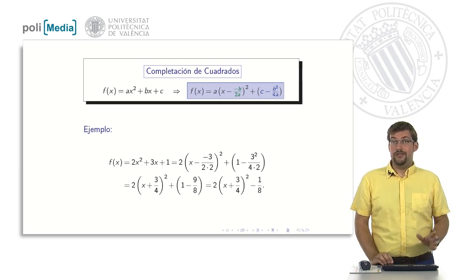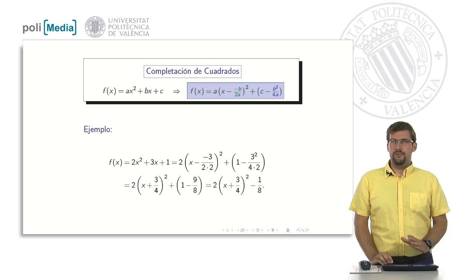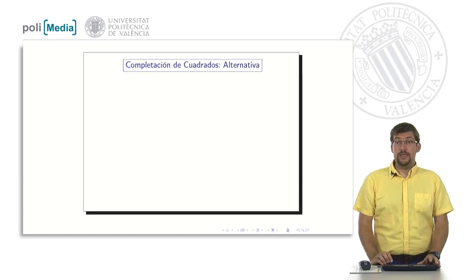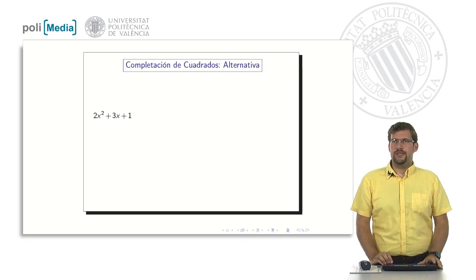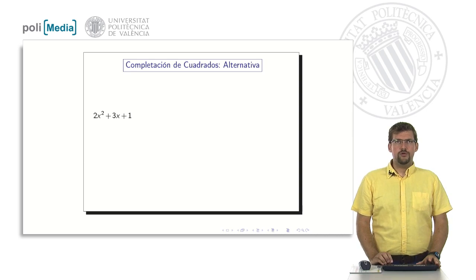However, many times the formula is a bit too complicated and sometimes we are not able to recall it. So it is a good thing to have a technique that allows us to deduce it quickly. Let's take a look at this technique with the following example. We take the same polynomial, 2x squared plus 3x plus 1. And what we are going to do is the following process.